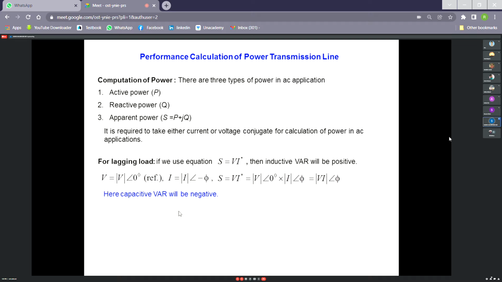So if we do the same thing for the leading load, then what will happen? Then obviously this angle, the angle of apparent power, will come negative. So in that case, the reactive VAR will come negative. So what does it indicate? If we use the VI conjugate and if there is any inductive VAR, then it will come as positive.